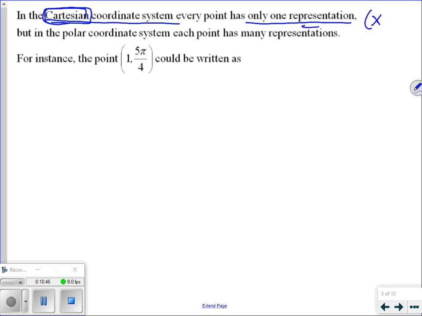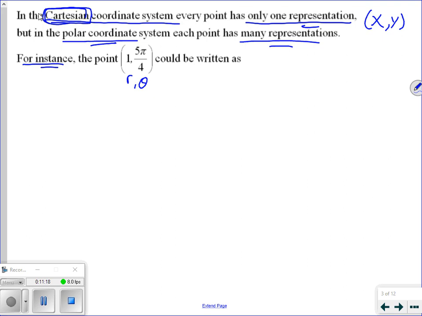That one point is (x, y). I mean, that's just how you plot points. You go over an x value and you go up or down a y value, right? But the cool thing about polar coordinates is that each point can have many representations. And honestly, if you really want to think about it, it could have an infinite amount of representations. For instance, let's consider the point (1, 5 pi over 4). That's a radius of 1 and a theta value of 5 pi over 4.